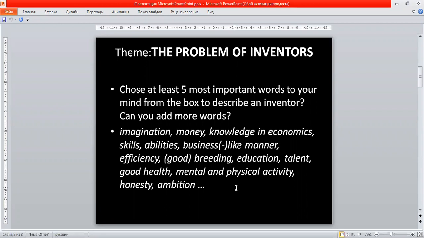Imagination, money, knowledge in economics, skills, abilities, business-like manner, efficiency, good breeding, education, talent, good health, mental and physical activity, honesty, ambition.